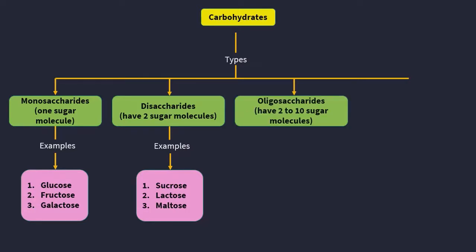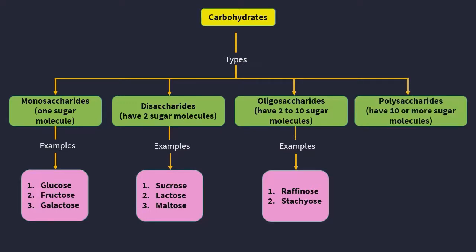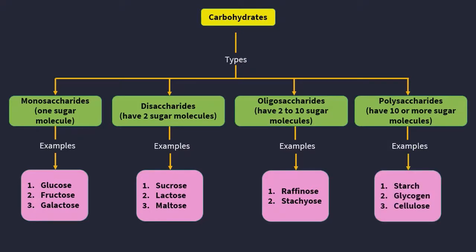While the third type of carbohydrate is called an oligosaccharide. Oligosaccharides have 2 to 10 sugar molecules. The examples are raffinose and stachyose. The fourth type of carbohydrate is called a polysaccharide. Polysaccharides have 10 or more sugar molecules. The examples are starch, glycogen, and cellulose.